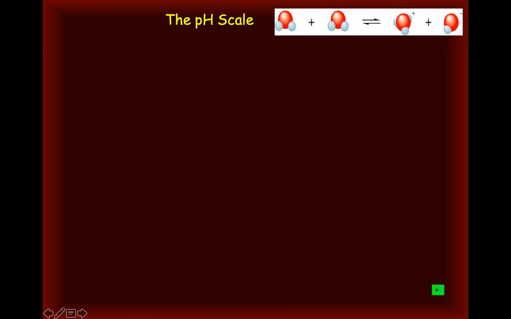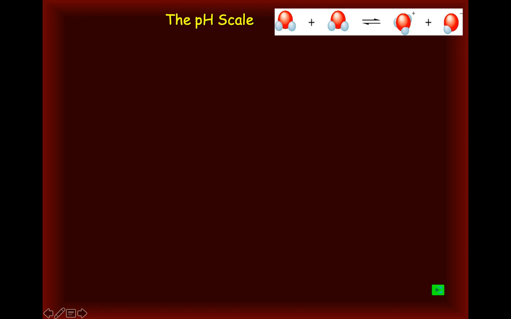Okay, everybody, we're going to be talking about pH and the pH scale, and also how indicators will play into this whole acid base study. So when we look at the pH scale in general, we're going to imagine that water molecules in a pure water sample will collide with each other.